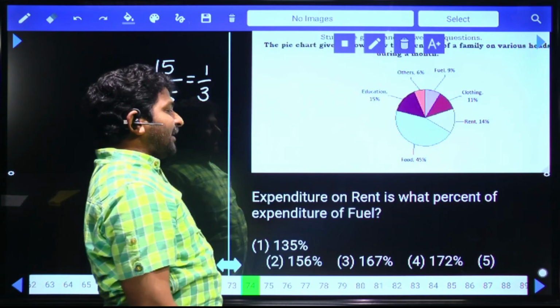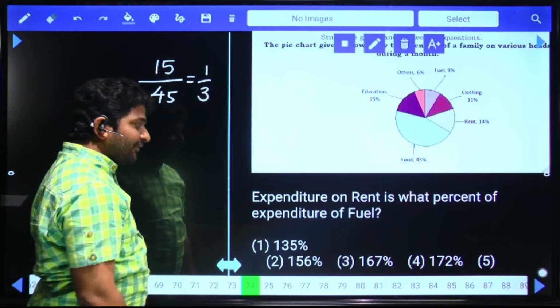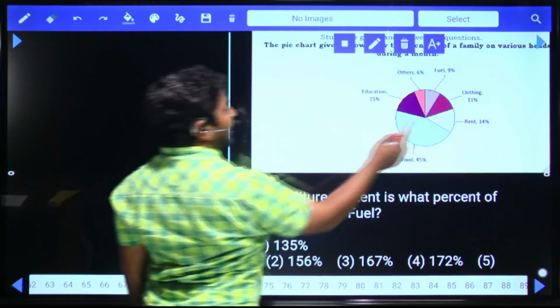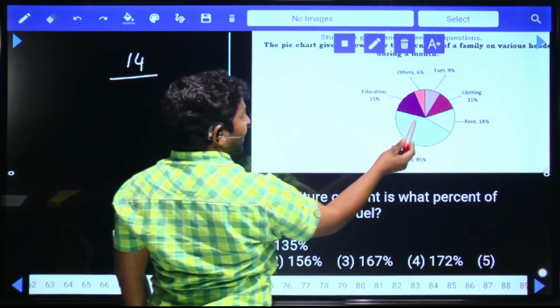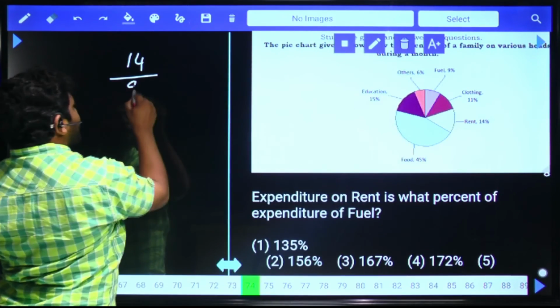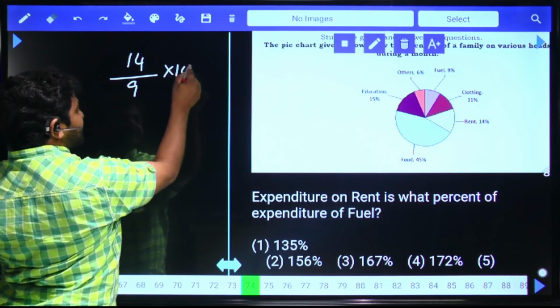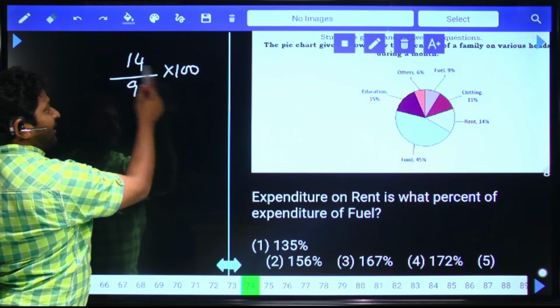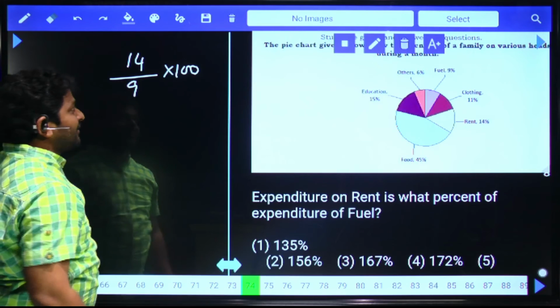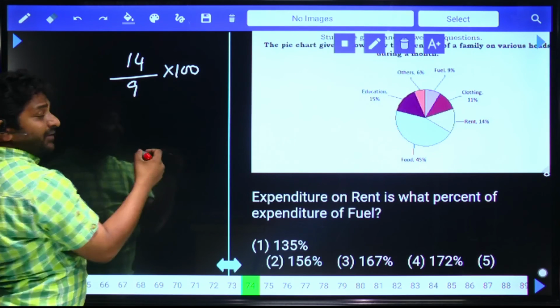The expenditure on rent is what percentage of the expenditure on fuel? Rent is 14%. This is what percentage of fuel? Fuel is 9. 14 by 9, percentage means into 100. So that entire value is equal to 1400 by 9. This is one way we can calculate.